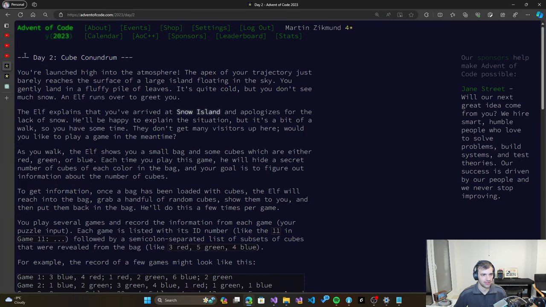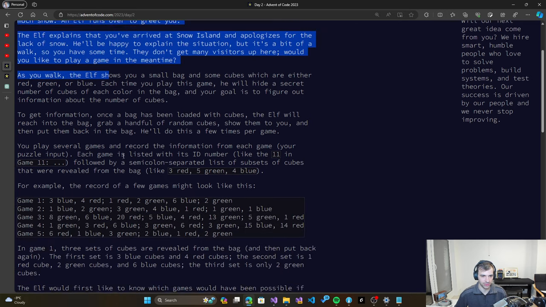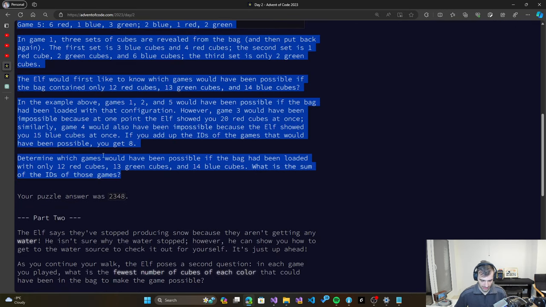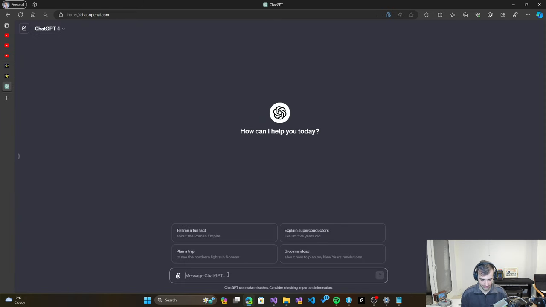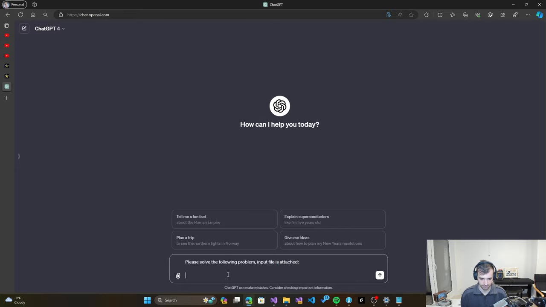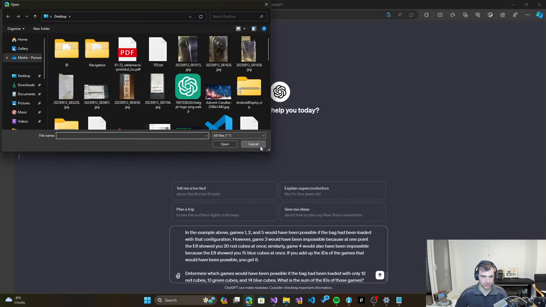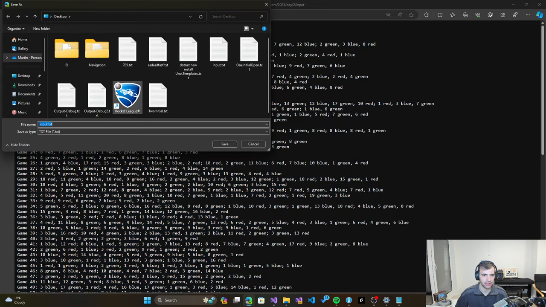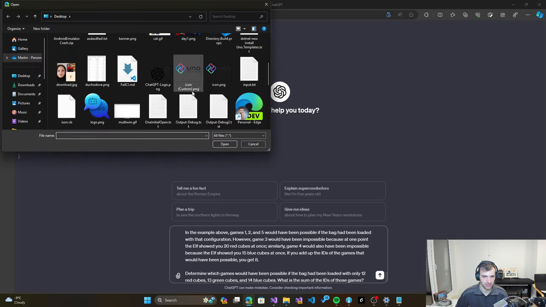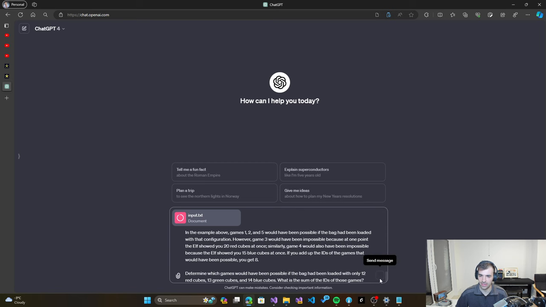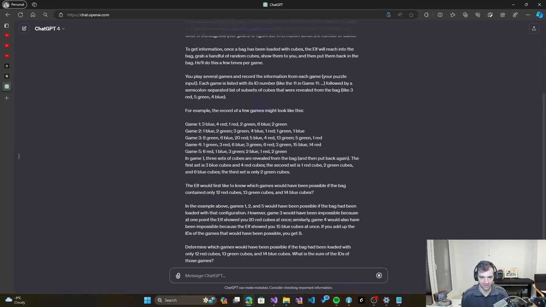I have already both puzzles for day two prepared here. So I will copy the problem description here, paste it to ChatGPT and ask it to solve it. Please solve the following problems. Problem input file is attached. So I will attach the sample input file here, then attach input txt, and let's see what happens for part one.